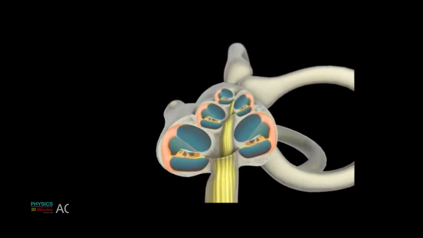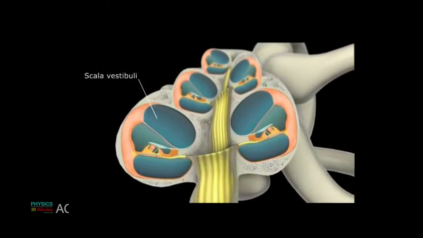In cross-section, the uppermost chamber is called the Scala Vestibuli. The oval window is situated at the base of this chamber. The lowermost chamber is called the Scala Tympani. At the base of this chamber is where the round window is located. Both the Scala Vestibuli and Scala Tympani contain perilymph. Between the Scala Vestibuli and Scala Tympani is the Scala Media. This houses the organ of Corti, which is referred to as the receptor organ of hearing. The Scala Media is filled with endolymph.